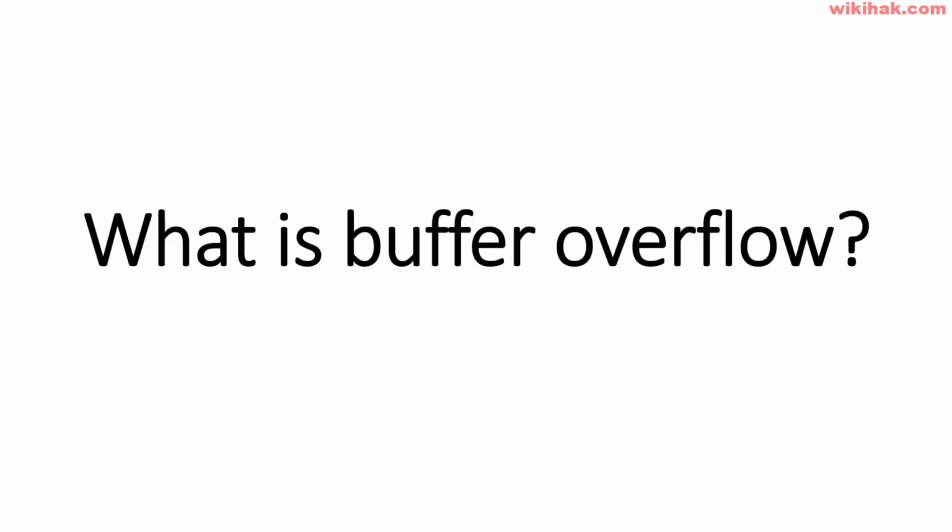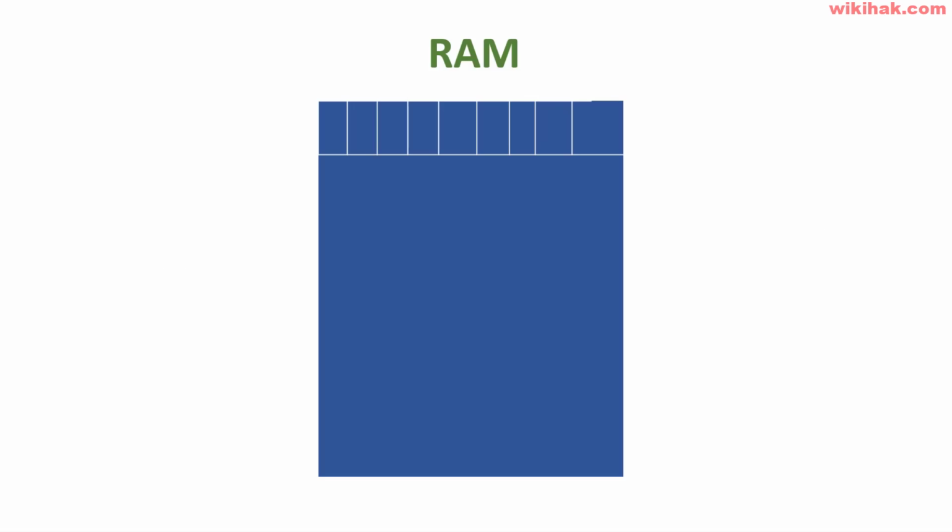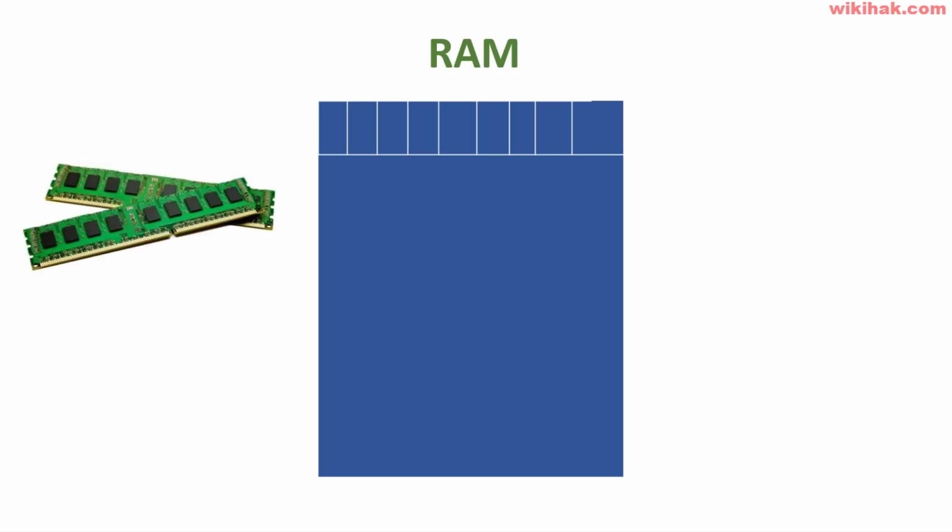Buffer overflows are one of the flashiest forms of hacking. Buffer overflow attacks require a great deal of effort to find and to exploit. So, what is buffer overflow? If you know the computer RAM, or random access memory, it is a type of memory. It is where programs and data live while your computer is running.